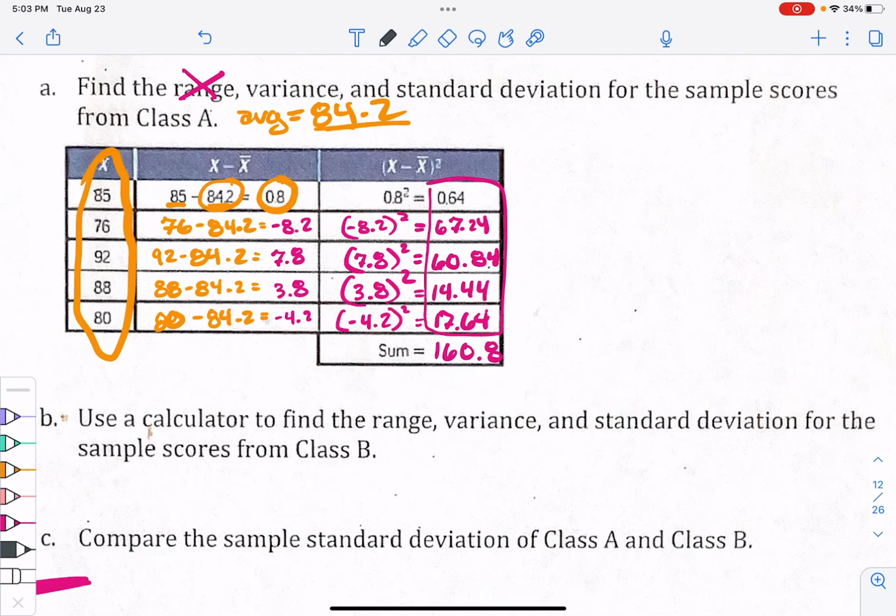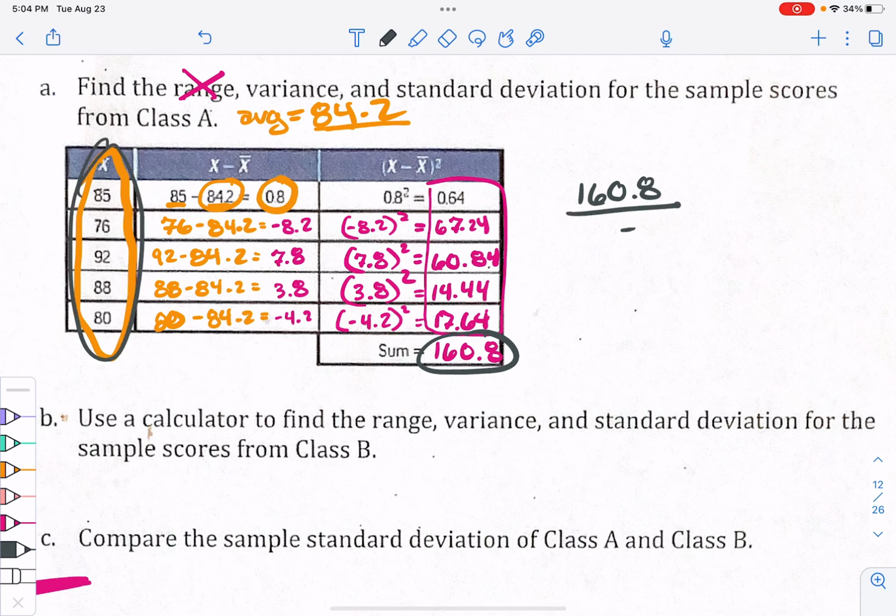Okay, so now we're at this point where we have 160.8, which is the total. And the last thing that we do is we take that 160.8 and we divide by the number of numbers that we had minus 1. So we had 5 numbers, and we're going to divide by 5 minus 1, which is 4. If you had 6 numbers, you would divide by 5. If you had 12 numbers, you would divide by 11, etc.